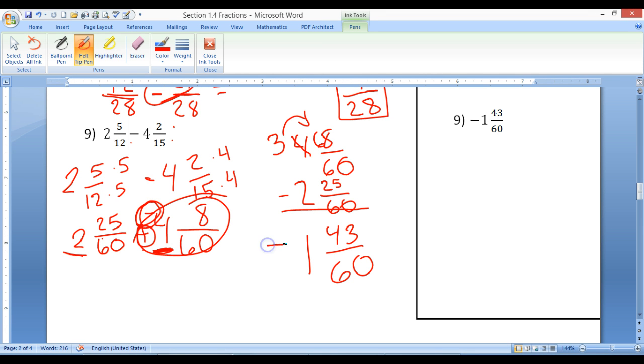This is going to be negative. So I have negative 1 and 43/60. And 43 over 60 is as far as it'll go. We don't need to try and reduce that. So that's the end of our answer.